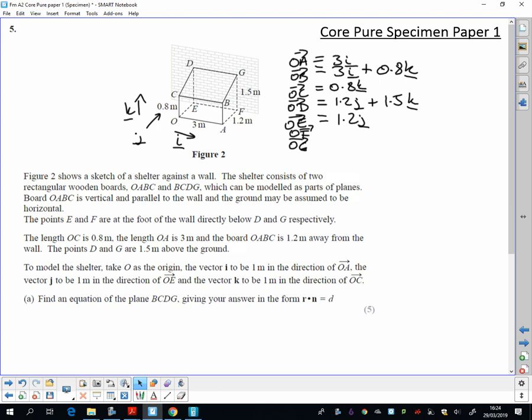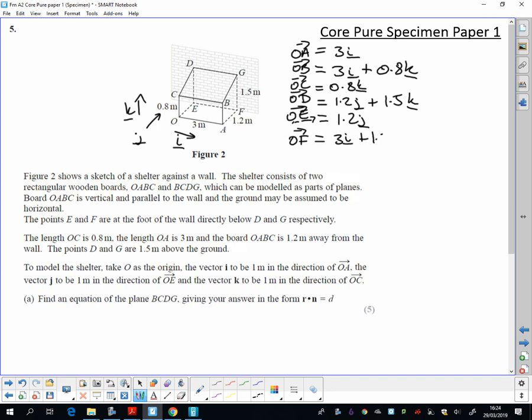Just going to move some of these. Can't separate these out. Hold on. There we go. O to F, so you go along to A and then back to F. Okay, and O to G, well, we go along to F and then up. And now I've got absolutely everything I could possibly need to know about this shelter. So I've used this information.